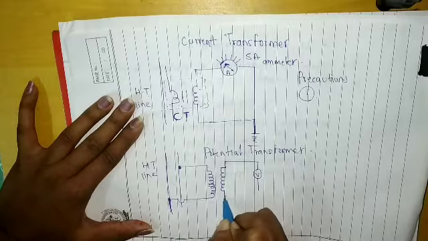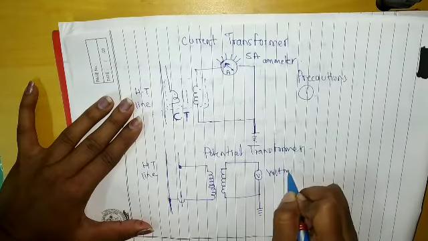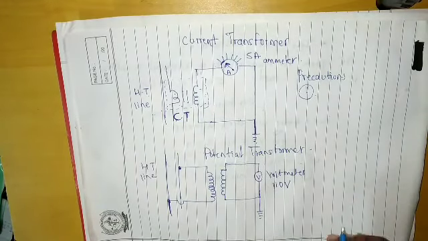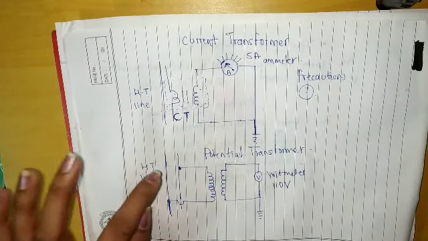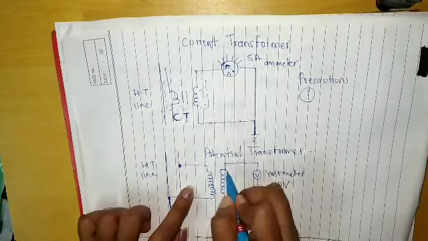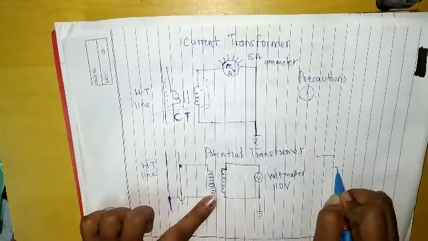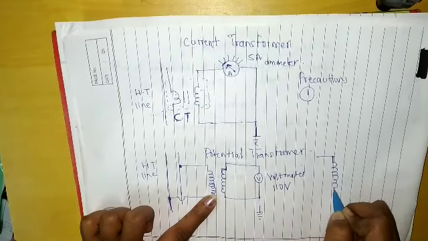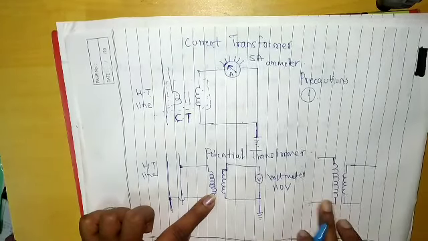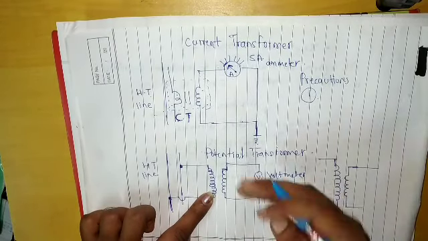And here it is, our voltmeter, and we have to provide earthing here. So this is the diagram of the potential transformer, that is PT. Now here you can see the primary number of turns is more as compared to the secondary, right? So it is a step down transformer.